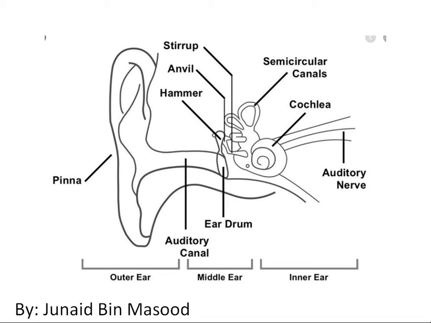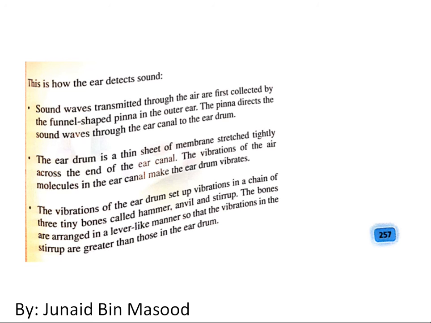Now let's see what the book says on page number 257. Sound waves transmitted through the air are first collected by the funnel-shaped pinna in the outer ear. The pinna directs the sound waves through the air canal to the eardrum. The eardrum is a thin sheet of membrane stretched tightly across the end of the ear canal. The vibrations of the air molecules in the air canal make the eardrum vibrate. The eardrum sets up vibrations in a chain of three tiny bones called hammer, anvil, and stirrup.